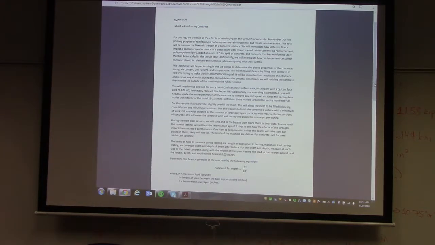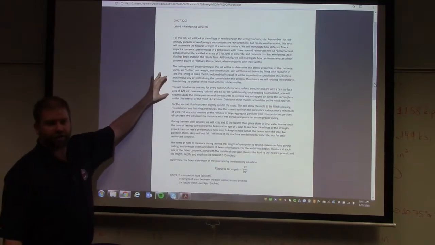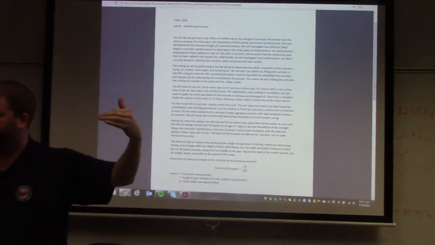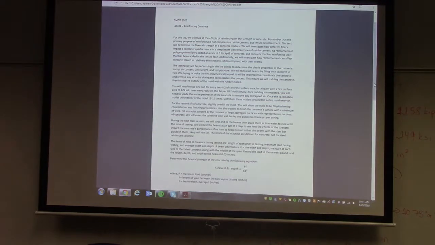The things you need to be aware of to review: look through these 3 sections, especially for next Tuesday. That covers how to fabricate the beams themselves. We're going to make them in 2 lifts. You'll fill it about half full, and then you'll rod them. We've got 5/8 inch rods. The number of times that you rod is going to be 1 rod per 2 square inches of surface area of concrete. So if you have a 6-inch beam and it's 20 inches long, how many rods is that?